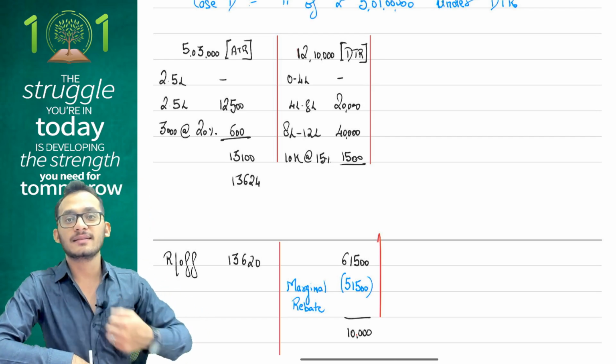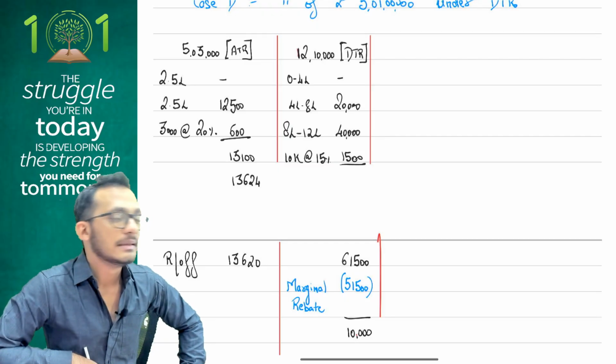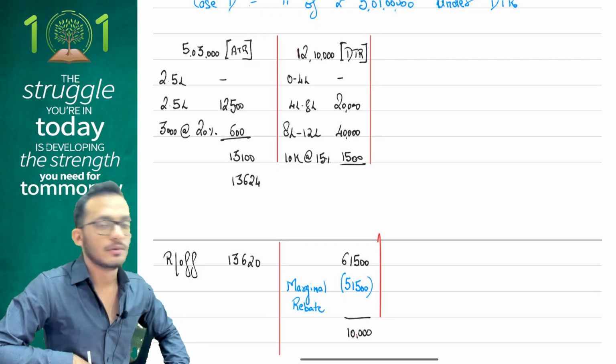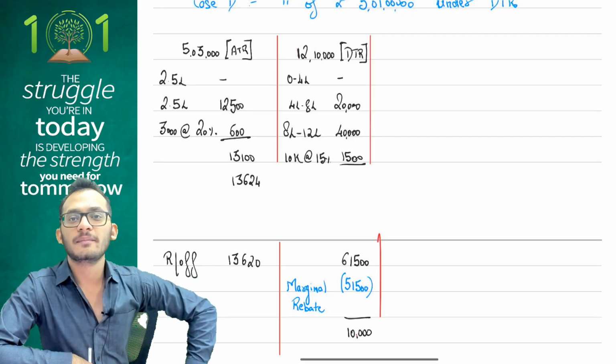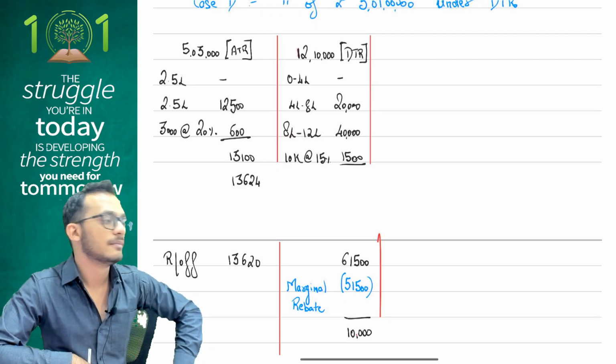Had I earned only 5 lakhs, my tax would have been 0, which means for earning an extra 2,000 rupees, you're asking me to pay 13,000. Fair, not fair?